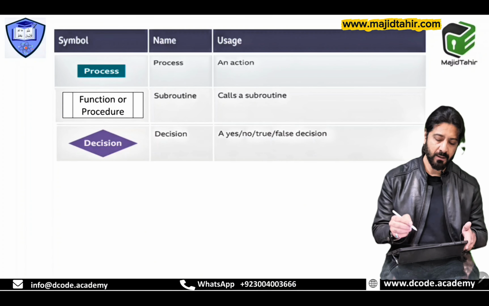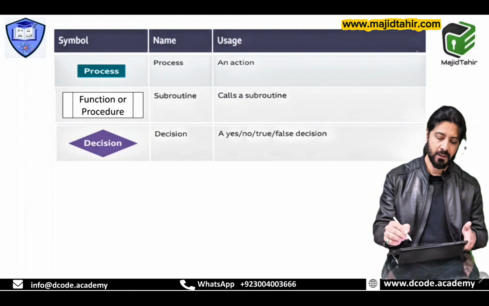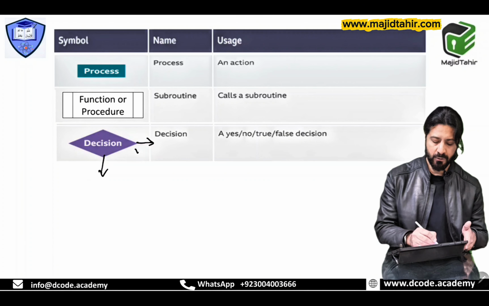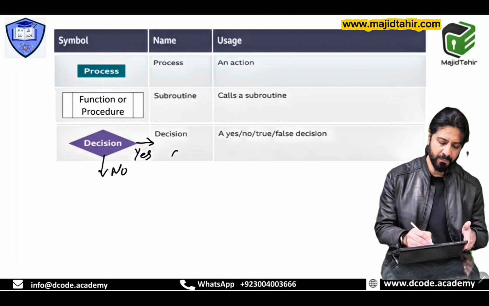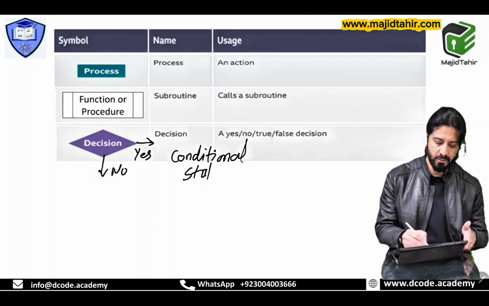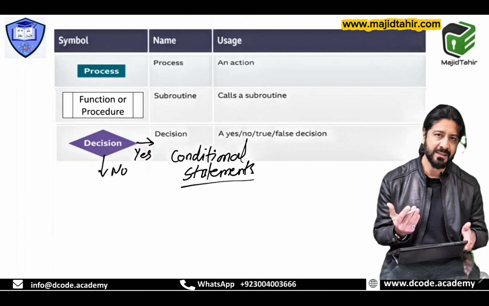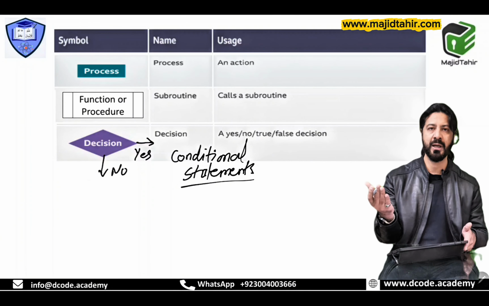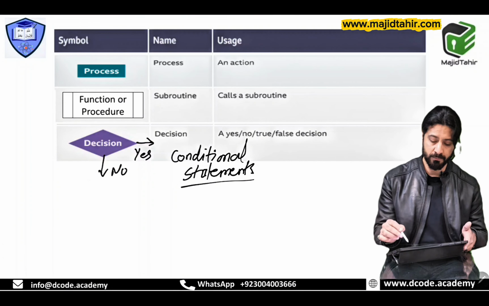Then we have a decision symbol. Decision symbol is always used with conditional statements. It always has two options, yes or no. Mostly conditional statements use the decision symbol. There are two possibilities, either yes or no. So if the condition is true, it goes to yes. If the condition is false, it goes to no.